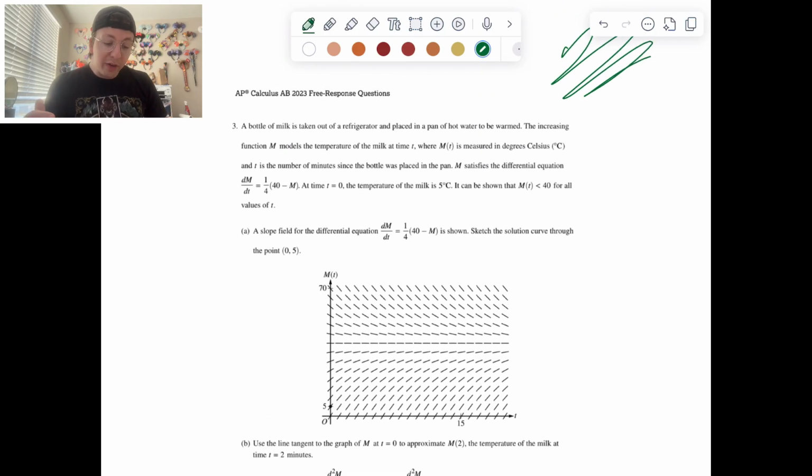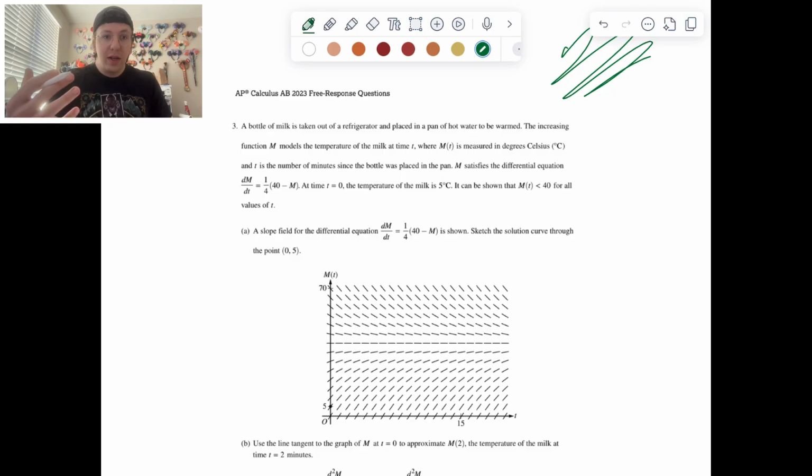So a bottle of milk is taken out of a refrigerator and placed in a pan of hot water to be warmed. The increasing function m models the temperature of the milk at time t, where m of t is measured in degrees Celsius and t is the number of minutes since the bottle has been placed on the pan. M satisfies the differential equation dm over dt is equal to 1/4 of 40 minus m. At time t equals 0, the temperature of the milk is 35 degrees Celsius. It can be shown that m of t is less than 40 for all values of t.